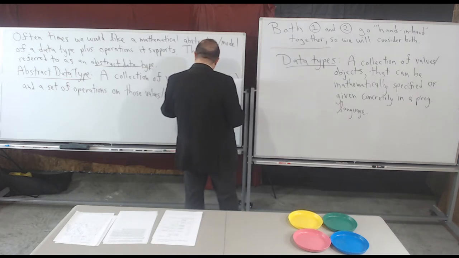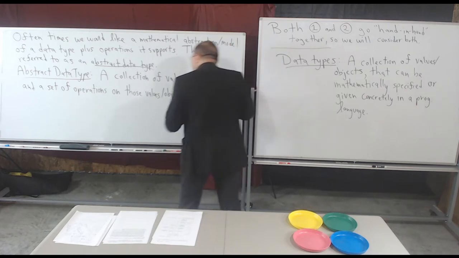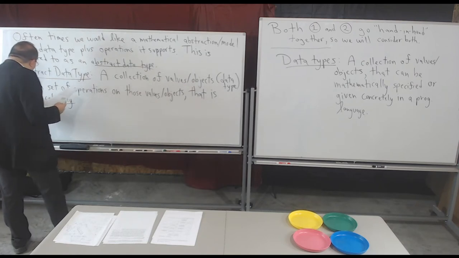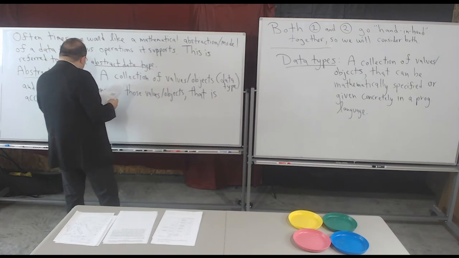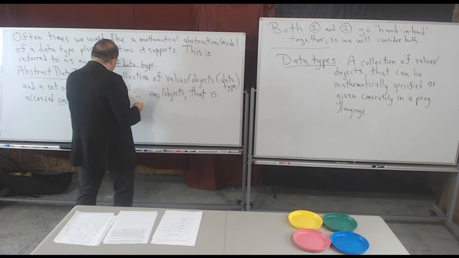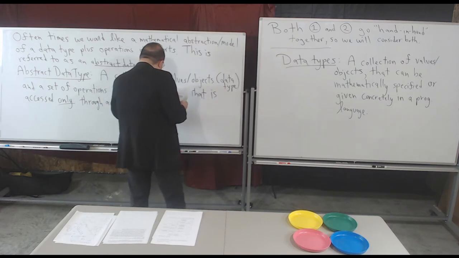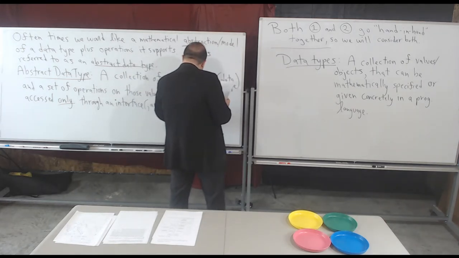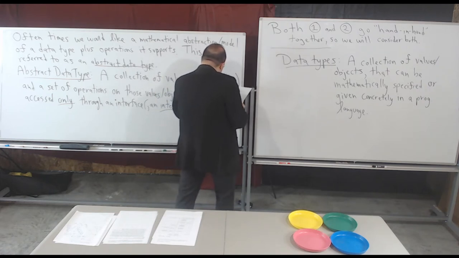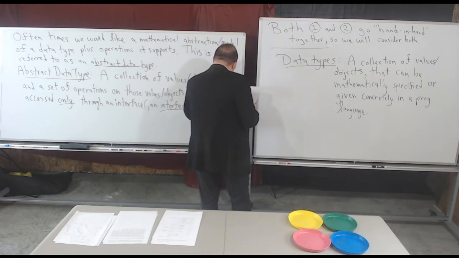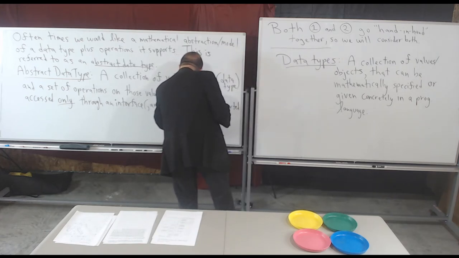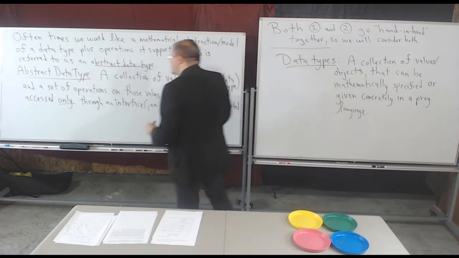Now this is the part that gets a little bit strange if you're not familiar with this term. That is accessed only, so it's accessed only through an interface. Now you might ask, Dan, what the heck is an interface? An interface defines its supported operations. There's our definition of an abstract data type.